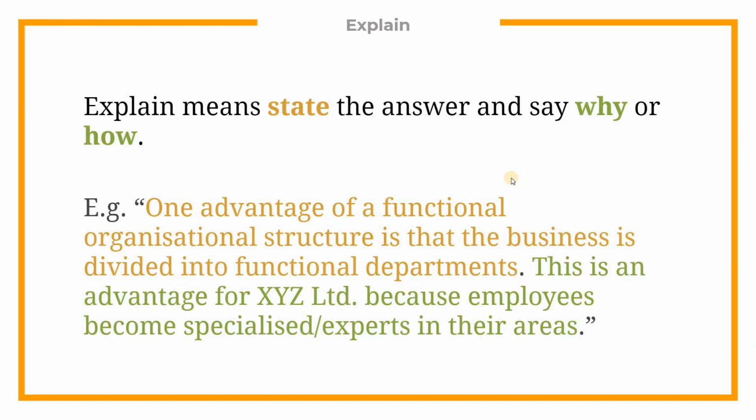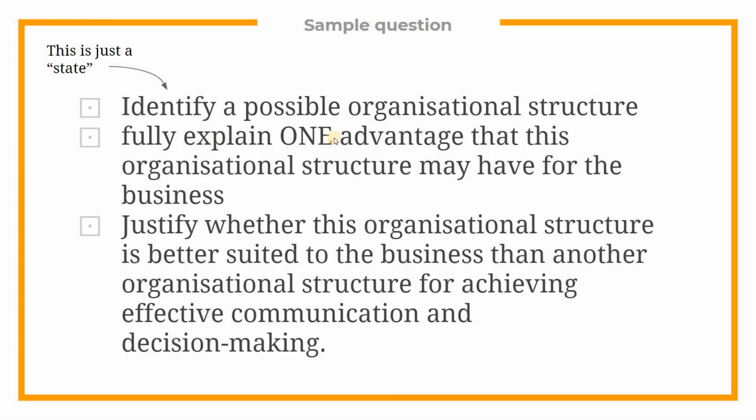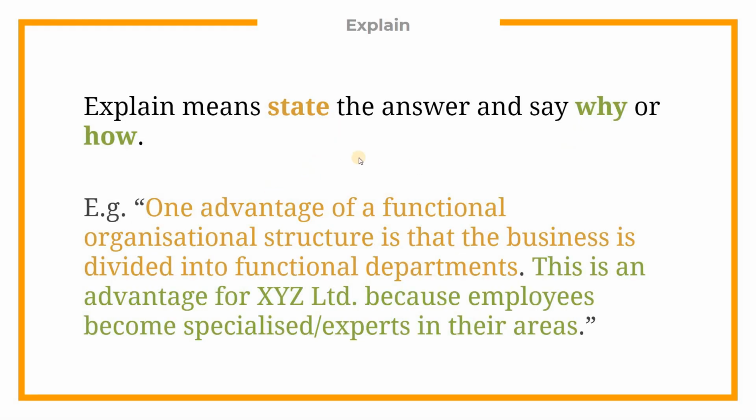Okay, so here's explain. Explain means state your answer and say why or how that is the answer. So if I was to go back here and look at this one and just explain one advantage that this organizational structure may have for the business, then I would say one advantage of a functional organizational structure is that the business is divided into functional departments. So at that point, I've stated my answer. This is an advantage of that structure that I've chosen, bearing in mind that I've chosen a functional structure in this case. Then I've got to say, well, why or how is that an advantage?